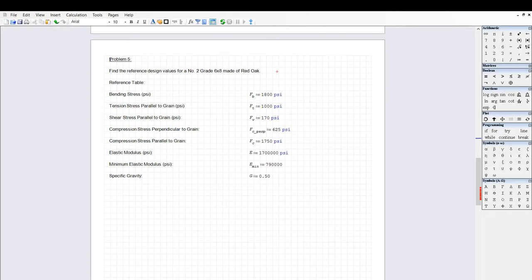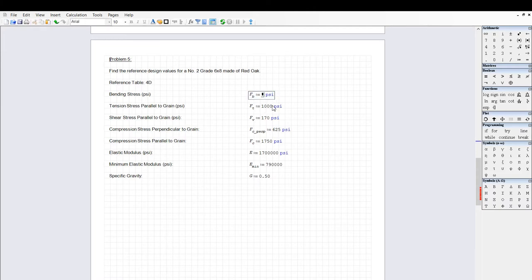So first of all, this is going to be something that is larger than dimensional lumber. It's definitely not dimensional lumber because its narrowest dimension is 6 inches nominal. So that means we're not going to be using tables 4A, 4B, or 4C in the NDS supplement. Instead, we're going to be looking at table 4D. Okay, let's go ahead and pull that up.